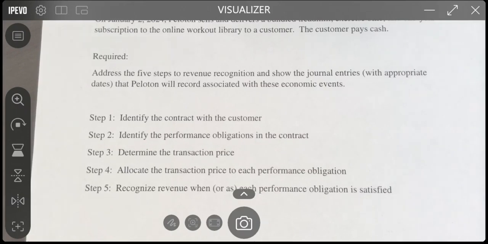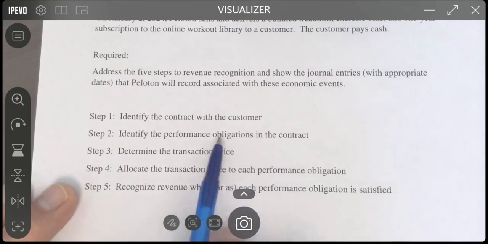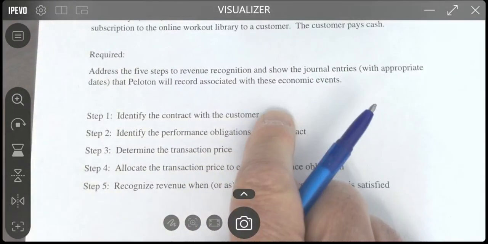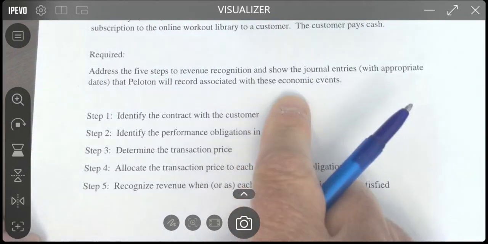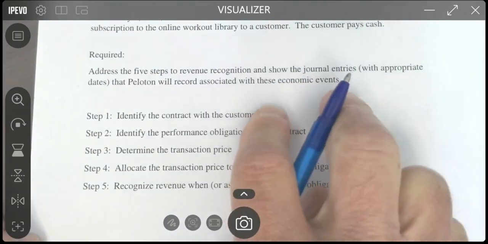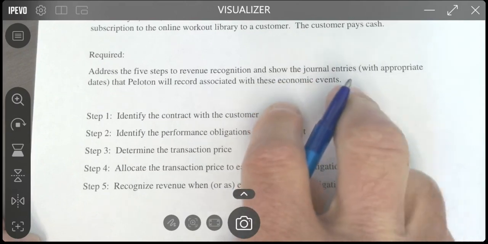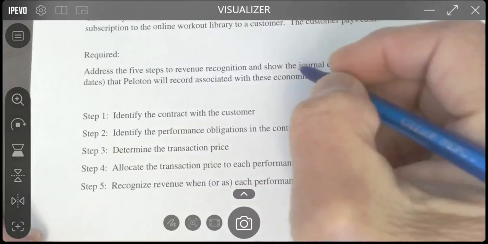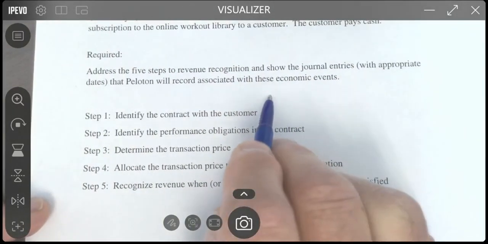Okay, welcome back. I hope you had luck working the case. Here's my solution. Here's my discussion. So the first thing we want to do is address the 5 steps to recognition. Okay, so identify the contract with the customer. In this case, we deliver the treadmill, deliver the exercise bike, and they are both in working condition, and provide access to the online platform. So the contract has really 3 components.